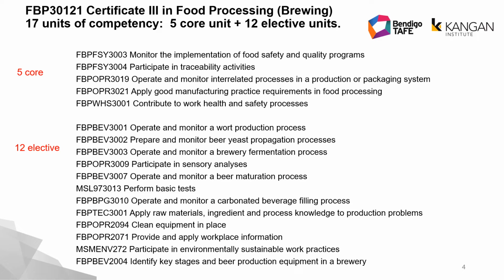You need to complete 17 units to qualify for a Certificate 3 in Food Processing Brewing stream. There are 5 core units that apply to anyone working in food or beverage processing. Some of the examples would be things such as occupational health and safety, food safety, good manufacturing practices. And then there are the 12 elective units specific for people working in the brewing industry. So here we've got examples such as wort production, fermentation, maturation, and others.